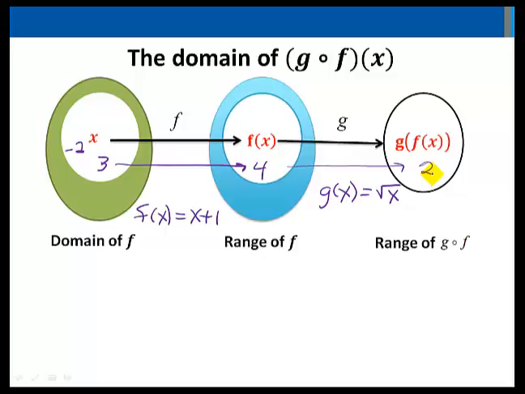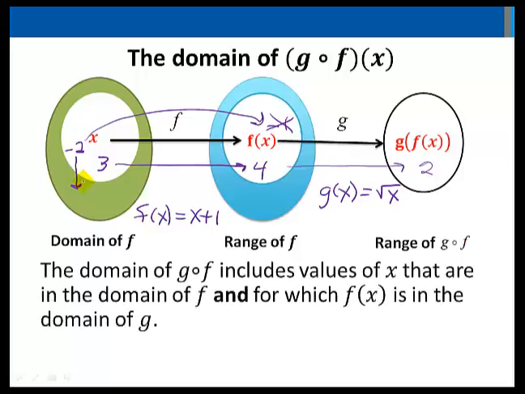So we're fine there. What about negative 2? Well, negative 2 plus 1 is negative 1. That's fine. But when we go to finding the square root of negative 1, that's not a real number. So negative 2 is in the domain of f, but not in the domain of g composed with f. The domain of g composed with f includes values of x that are in the domain of f and for which f of x is in the domain of g.